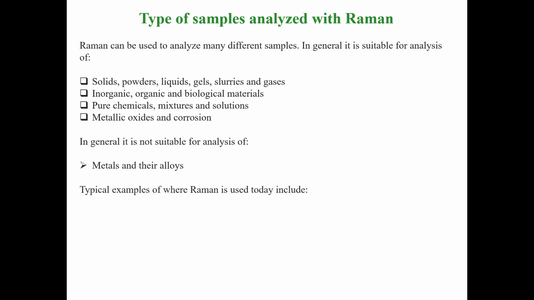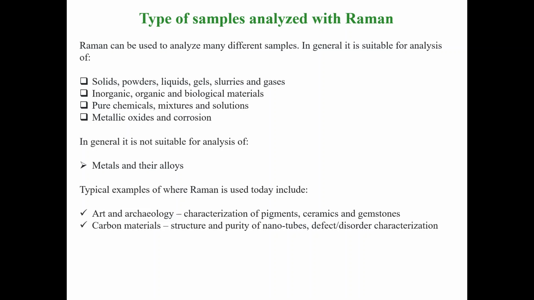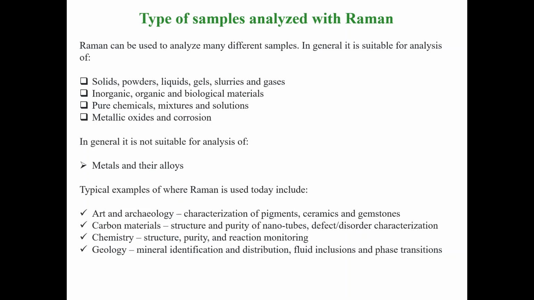Typical examples of where Raman is used today include art and archaeology, that is characterization of pigments, ceramics, and gemstones; carbon materials, that is structure and purity of nanotubes, defects or disorder in the materials. In chemistry, it can be used to find out the structure, purity, and reaction monitoring of synthesized samples. Similarly, it can be used in geology for mineral identification and distribution, fluid inclusions, and phase transitions.